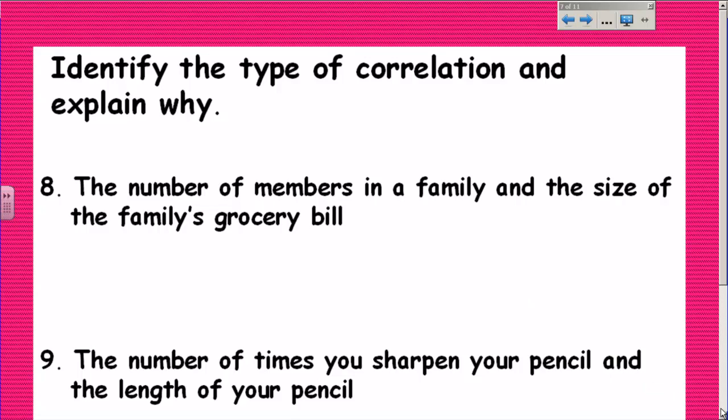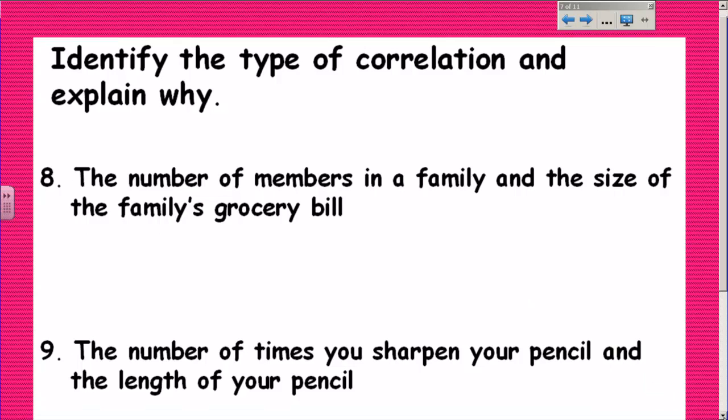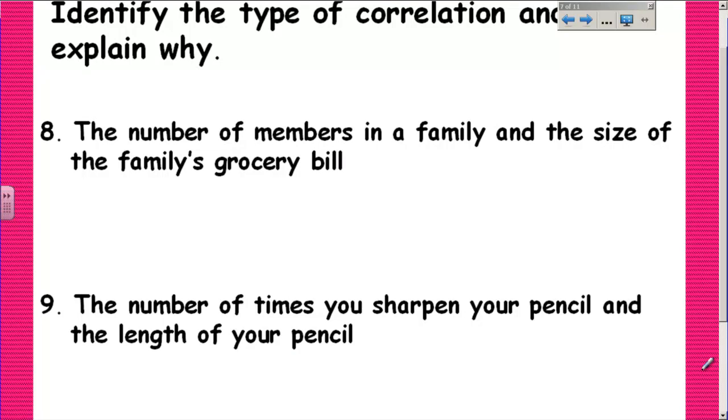So 8 and 9 are the same. You want to identify the type of correlation and explain why. The explain why is where you have to write the sentence: as this happened, then this happened. So, the number of members in a family and the size of the family's grocery bill. Think about this one logically. What happens to your grocery bill as the number of people in your house increases? The more people there are, the more money that has to be spent.